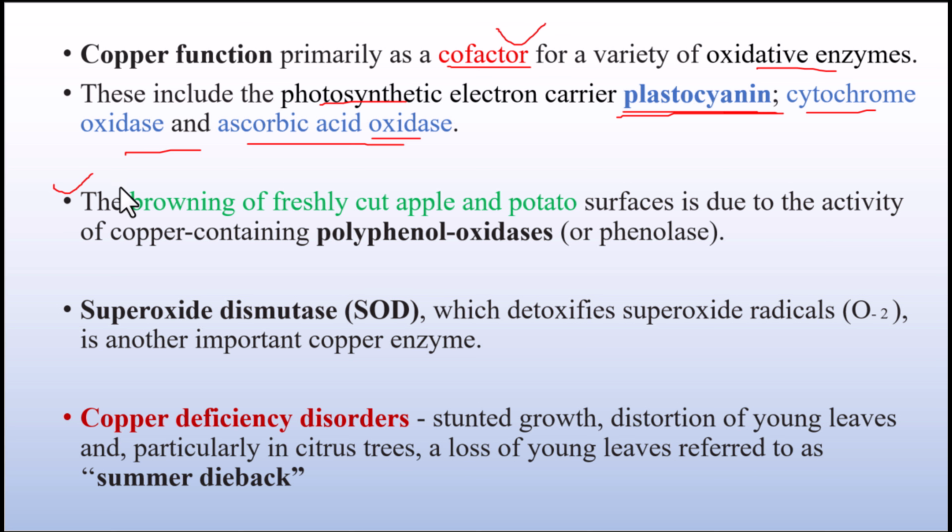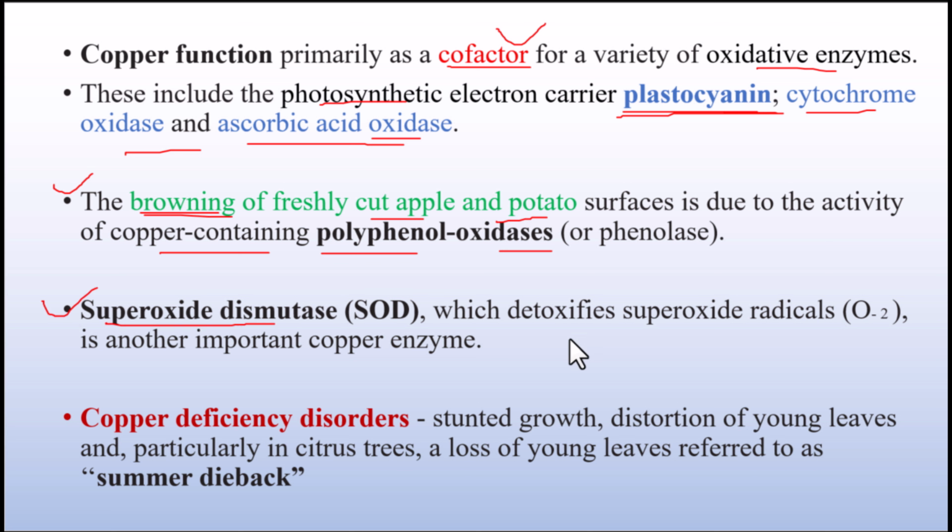Next, as we see, when we cut an apple or potato, the surface turns brown, and this brown color of the cut apple and potato is due to a copper containing compound named polyphenol oxidase.